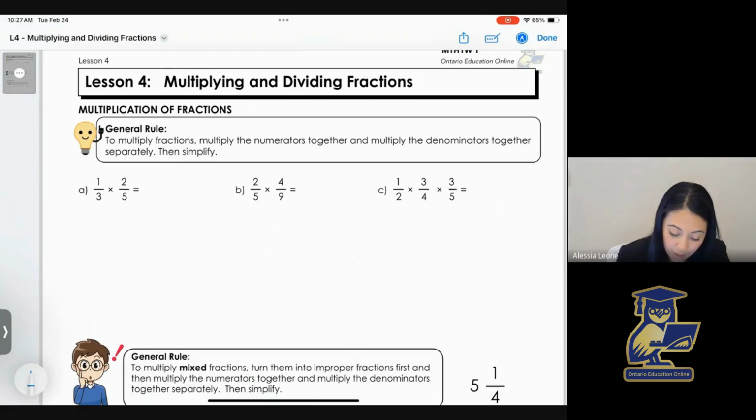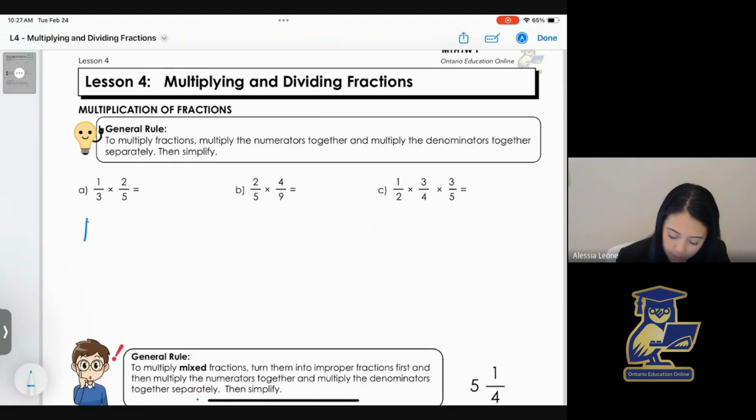When multiplying fractions, multiply the numerators. Your numerators are 1 and 2. And then multiply the denominators. Your denominators are 3 and 5. And then that product you would simplify. So let's do that here.